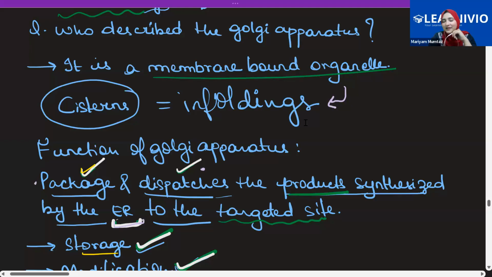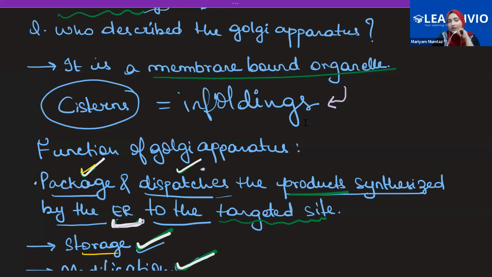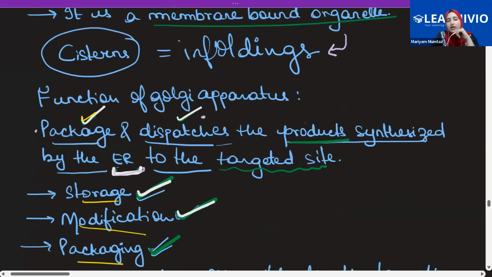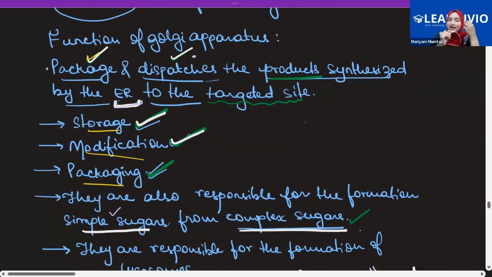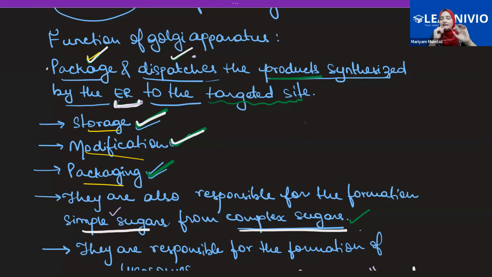Okay. So the Golgi apparatus is a membrane-bound cell organelle, so you are only going to see it in the case of eukaryotes and not in the case of prokaryotes. Talking about the functions of the Golgi apparatus, it is responsible for the packaging and the dispatching. Whatever materials are synthesized by the endoplasmic reticulum, for example proteins and lipids, get packaged in the Golgi apparatus, and then are dispatched by the Golgi apparatus.